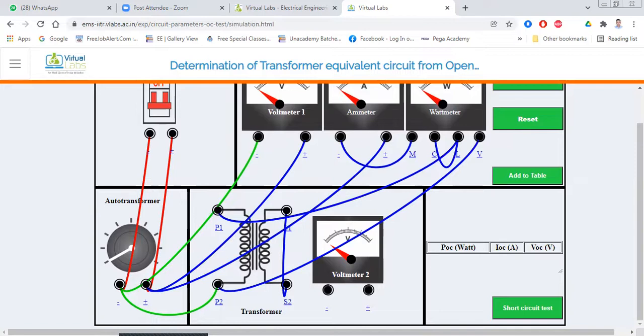Okay, so that's it for the open circuit and short circuit test. If we sort out this problem, the simulation problem of the short circuit test, then we continue with the next class. Is there any problem till now? Is there any problem with the open circuit test and the short circuit test?